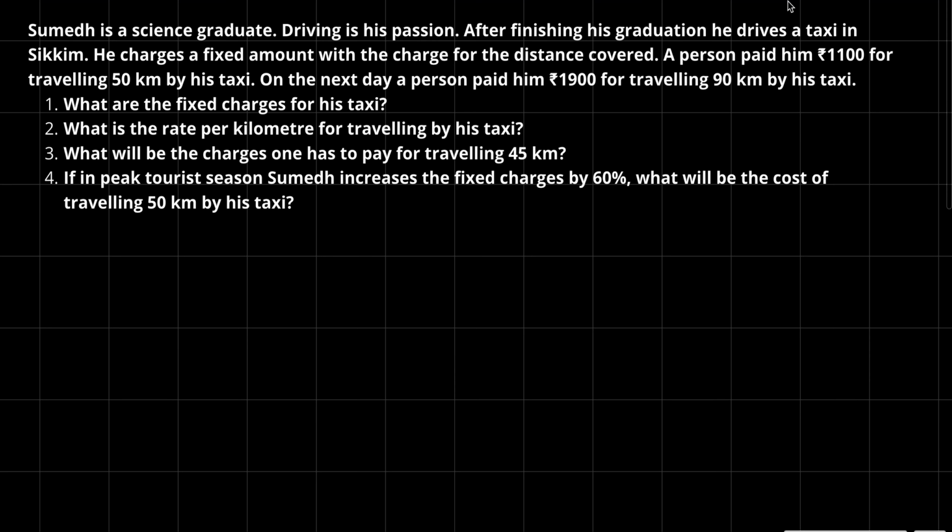Hello everyone, welcome back to another case-based problem, this time from pair of linear equations in two variables. And the problem goes like this. Sumedh is a science graduate, driving is his passion. After finishing his graduation, he drives a taxi in Sikkim. He charges a fixed amount with the charge for the distance covered. A person paid him rupees 1100 for traveling 50 kilometers by his taxi. On the next day, a person paid him rupees 1900 for traveling 90 kilometers by his taxi.